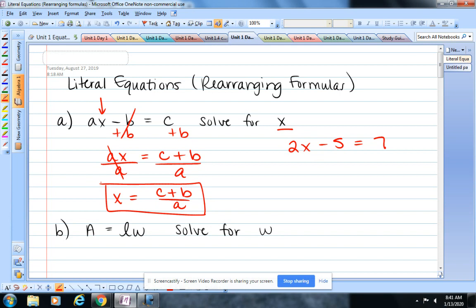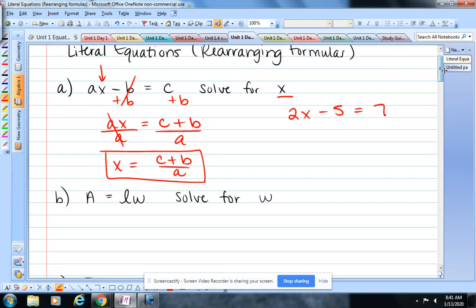Okay? This one might make more sense to you guys because it's an actual formula of something you know. Area equals length times width of a rectangle, right? So how would we find the width, say, if we knew the area and the length? It's L times W, right? So how do I get rid of L? Divide by L.